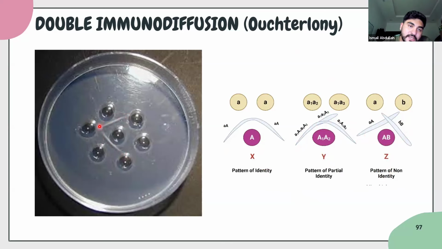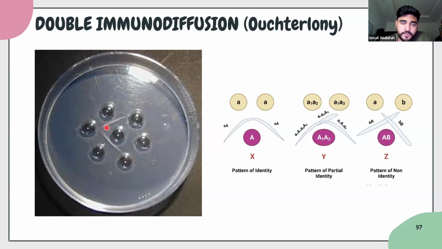So you just want to know this is double diffusion. It's supposed to form this arc-like structure here. When you see this, it is called double immunodiffusion. This is the only thing you want to know. You don't want to dig into more information. The reason this precipitate formed is the antigen-antibody complexes. So a question would be like, name this test: double immunodiffusion. Why is there a precipitate? Because of the antigen-antibody complexes.